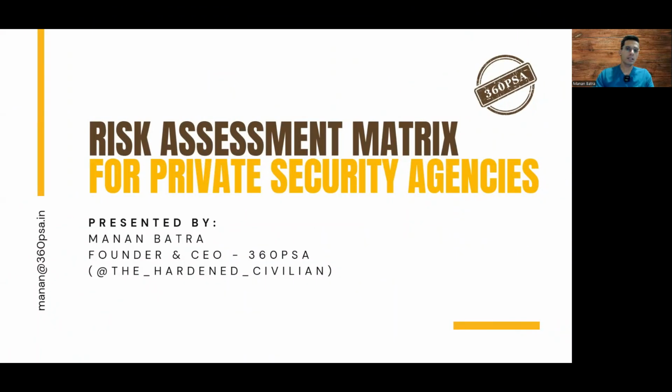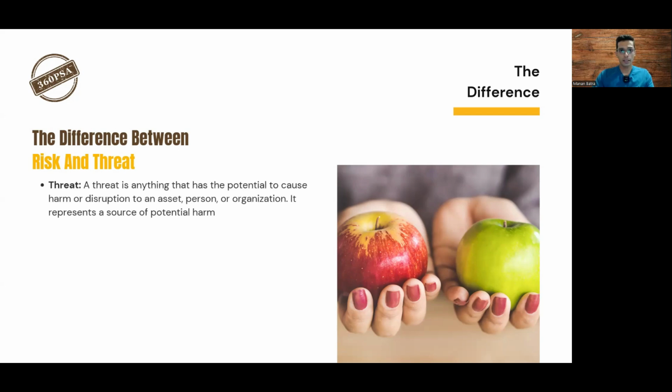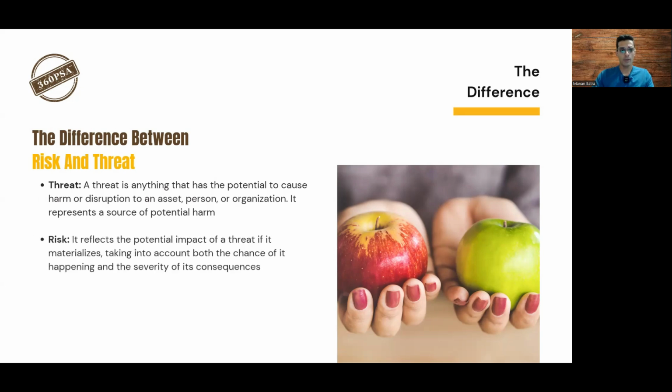So, risk assessment matrix for private security agencies, a very powerful and very important concept. But before we get into the matrix, let's understand the difference between risk and threat. These two terms are often used interchangeably, but they are not the same. So what is a threat? A threat is anything that has the potential to cause harm, whereas the risk reflects the potential impact if a threat materializes. So risk takes into account two things: the probability of the threat materializing and the impact that the threat will cause if it materializes.